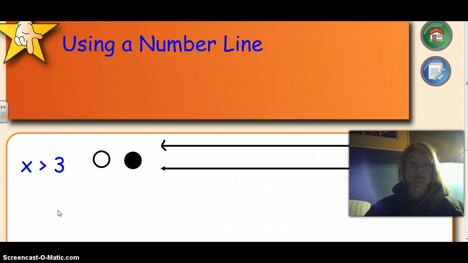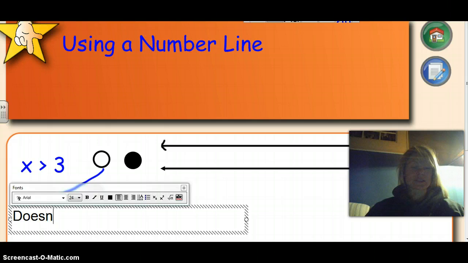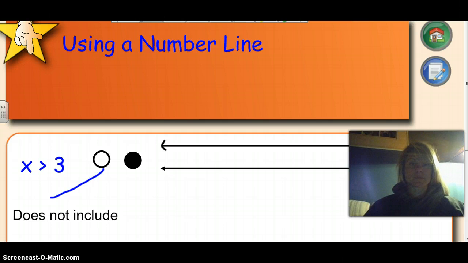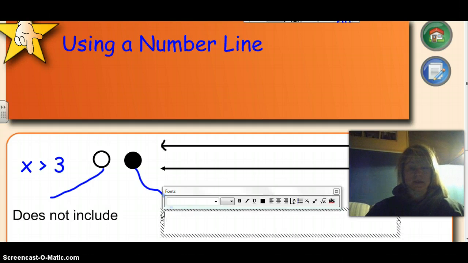Okay, the inequality is a mathematical sentence that uses an inequality symbol to compare the values of two expressions. Okay, so we're going to be graphing some number lines tomorrow, and we have the open circle and the closed circle. So hopefully you might remember from last year that if you have an open circle, that would mean that it does not include that number. Okay, so open circle does not include. The closed circle, it's filled in, means it would include that number. So for that one, we say it does include.